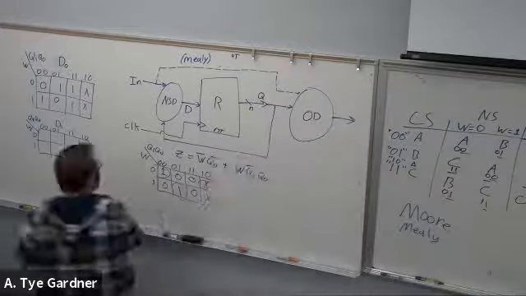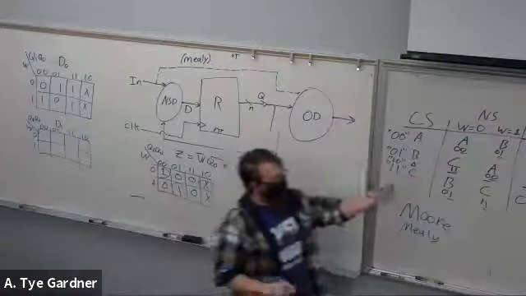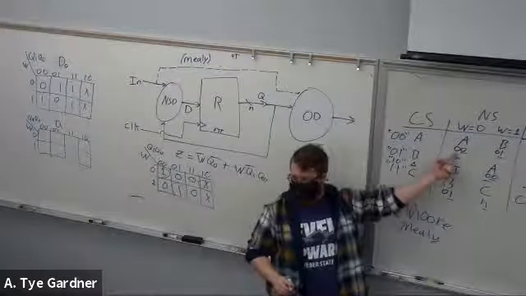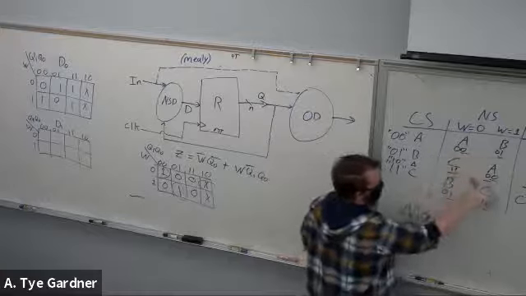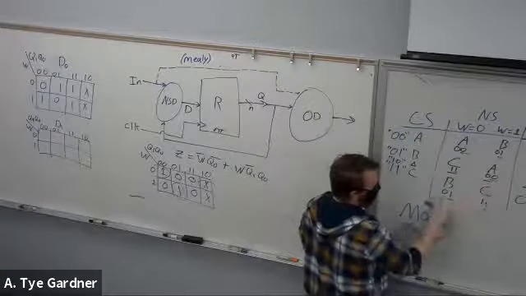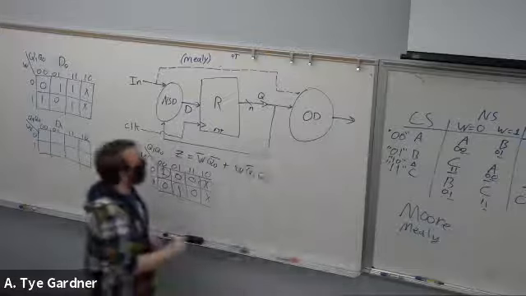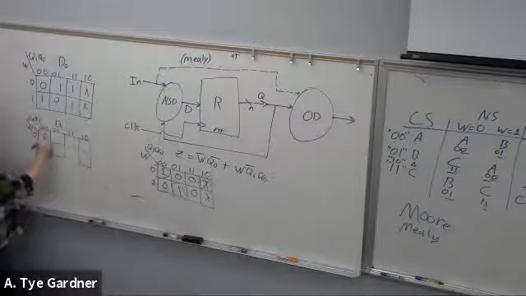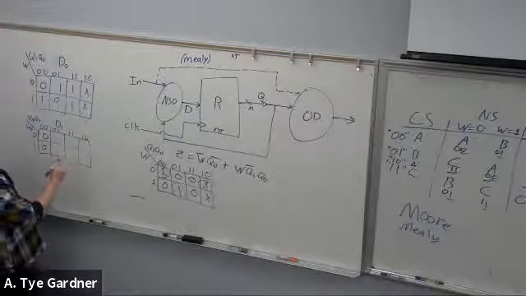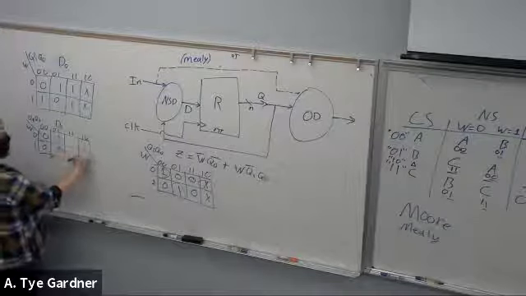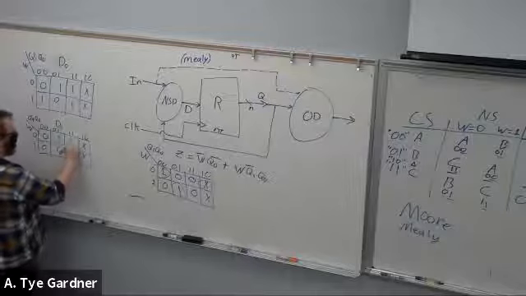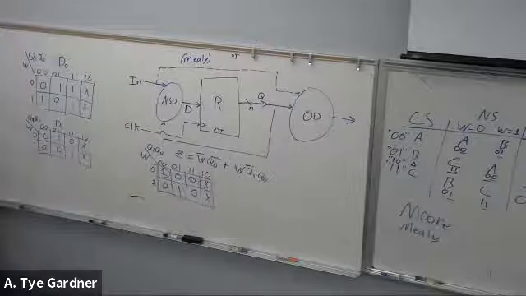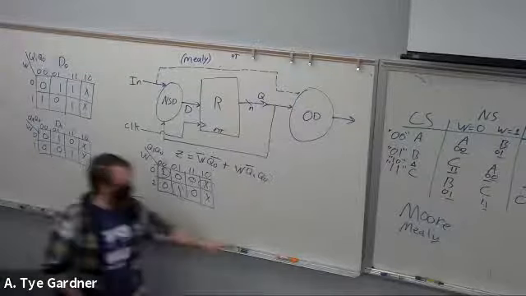Right? And then I can do the same thing for the most significant bit, the larger bit, which is just going to be 0, 0, 1, 0, don't care, 0, 1. And then I can do these K-maps.